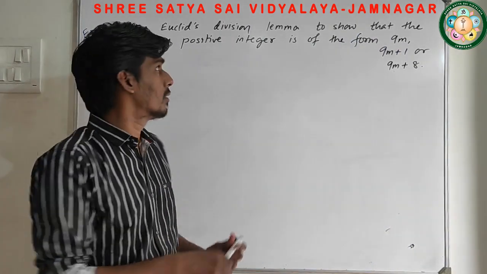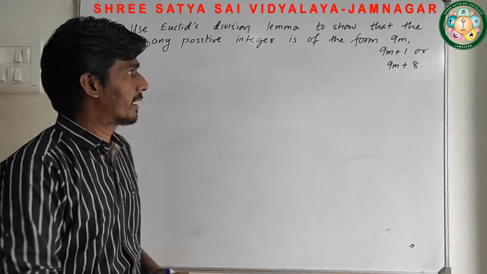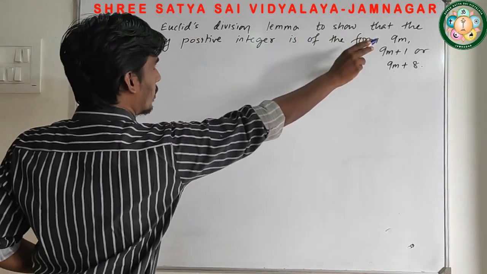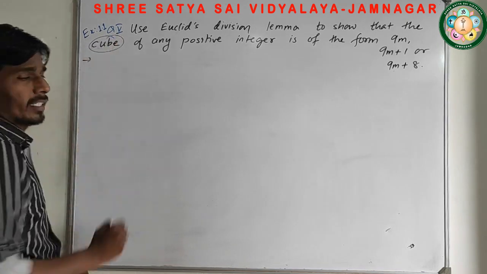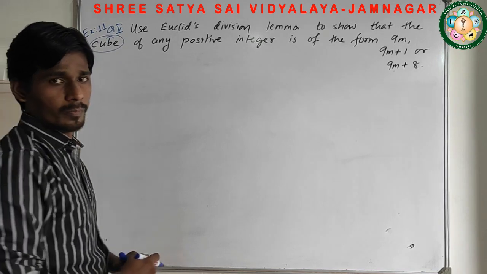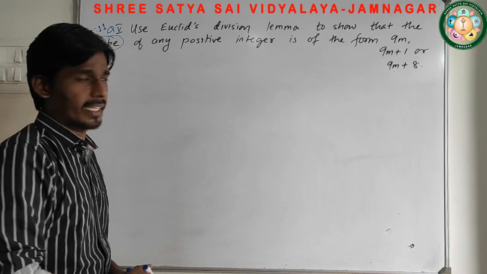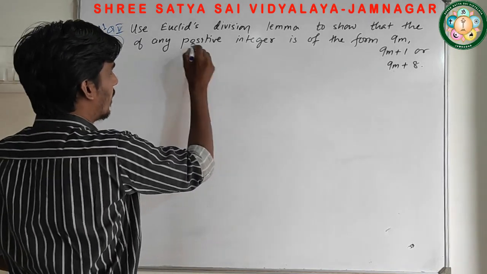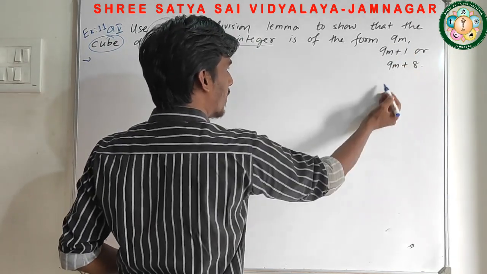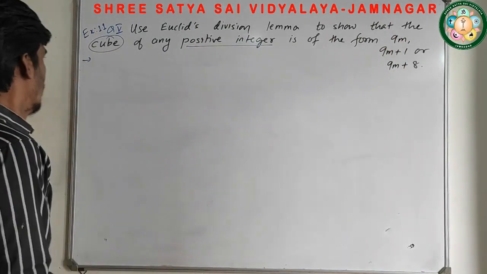Let's start the next example, question number 5. This is almost similar to the previous one, but here it's what? Let's read the question. Use Euclid's division lemma to show that the cube of any positive integer is in the form of 9m, 9m plus 1, 9m plus 8. Now the new thing is what? In the previous question it was square, now here it is cube. तो वहाँ पे हमने squaring both sides किया था, यहाँ पे क्या करना होगा? Cubing both sides. So we have to get into this form.